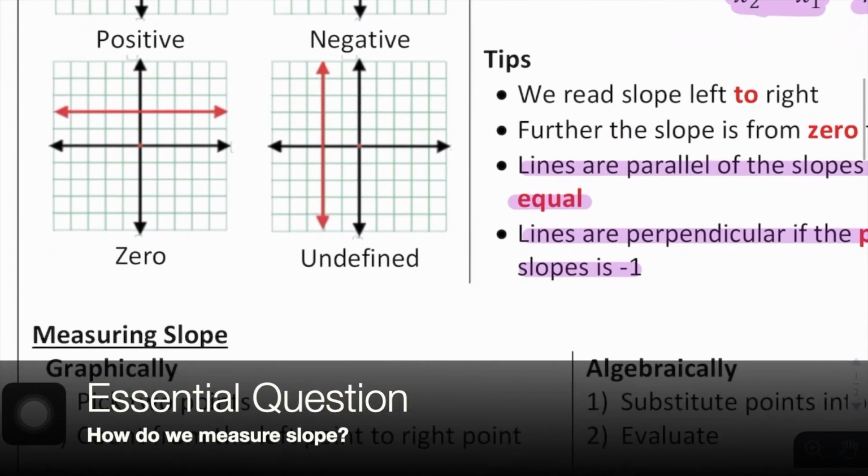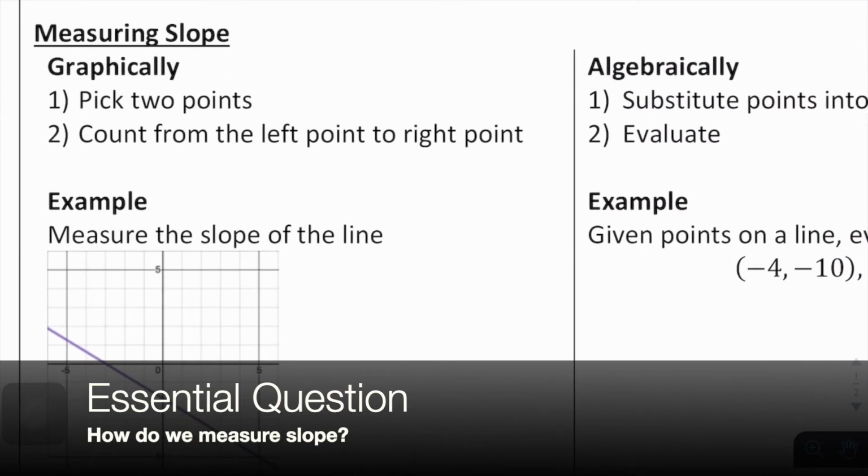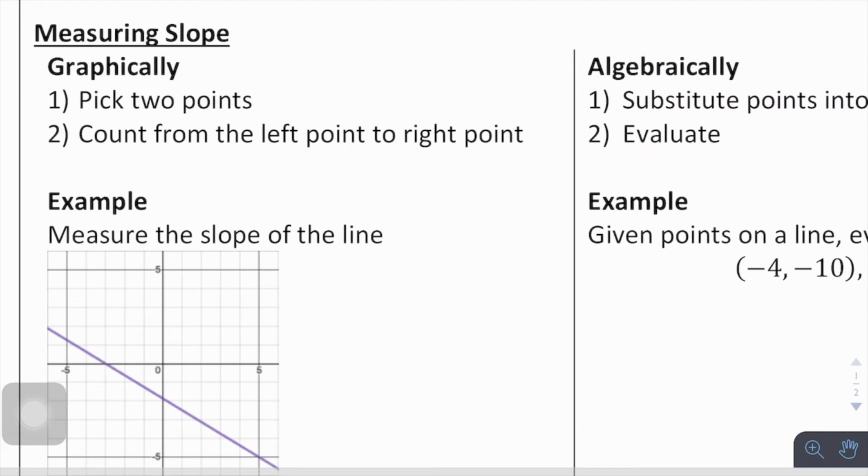How do we actually measure slope? All right, so if you're given a graph, you want to pick 2 points. Count from left point to right point, and that would get you your slope. Now, ideally, you always want to simplify your slope. Sometimes you end up with a fraction and if you can simplify it, do so.